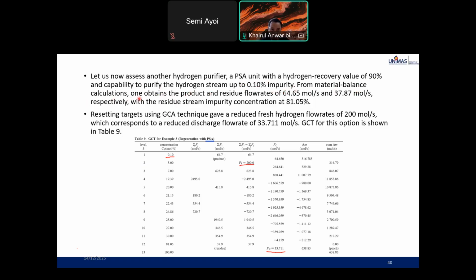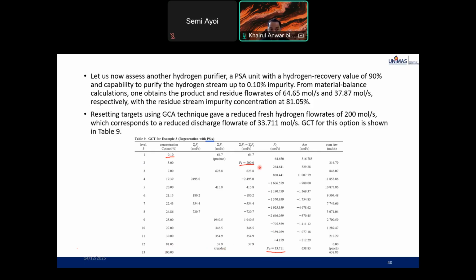From material balance calculation, one obtains the product and residue flow rates of 64.65 mole per second and 37.87 mole per second. This is the residue, this is the product, with the residue stream purity concentration of 81.05%. So there are two new streams. The first one is the product from the PSA, the hydrogen purifier, around 64.7 mole per second. Another one is the residue at 81.05% purity.